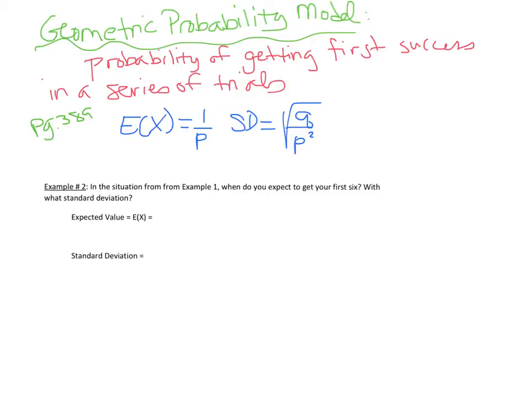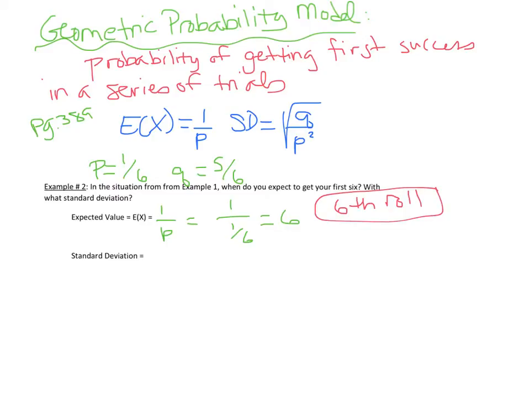For example number 2, it says, in the situation from example number 1, when do you expect to get your first 6 and with what standard deviation? So we're going to use our expected value formula, which is 1 over p. If you remember, our p is 1/6, our q is 5/6. So you're going to do 1 over 1/6, which actually just ends up being 6. That means that we expect to get our first 6 on our sixth roll.